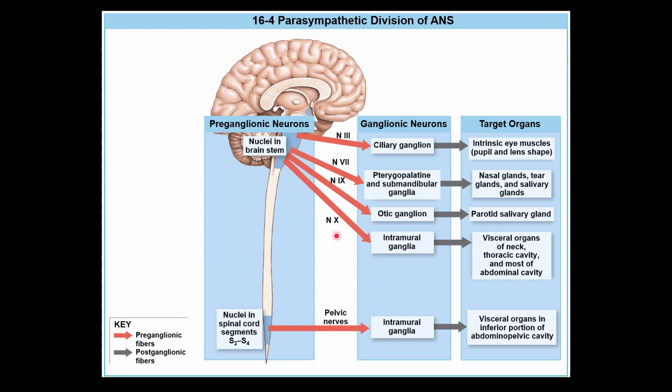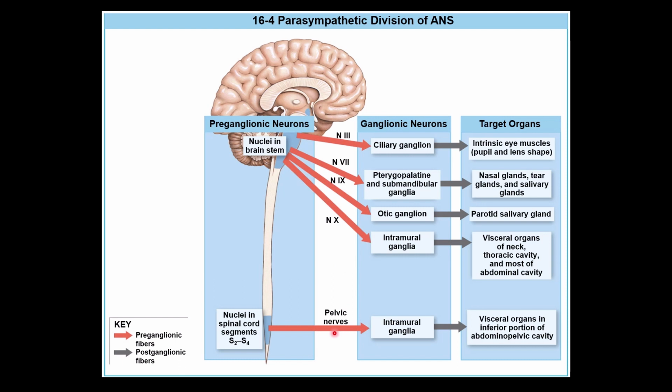Cranial nerve 10, this is the vagus nerve, and it leaves the brainstem, so it goes all the way to the abdomen. So the preganglionic fibers are very long, and ganglia are located inside the body wall of the different organs in the abdomen. So this is why it's called intramural, and that supplies organs in the chest, in the abdomen, and also some of the organs in the neck area.